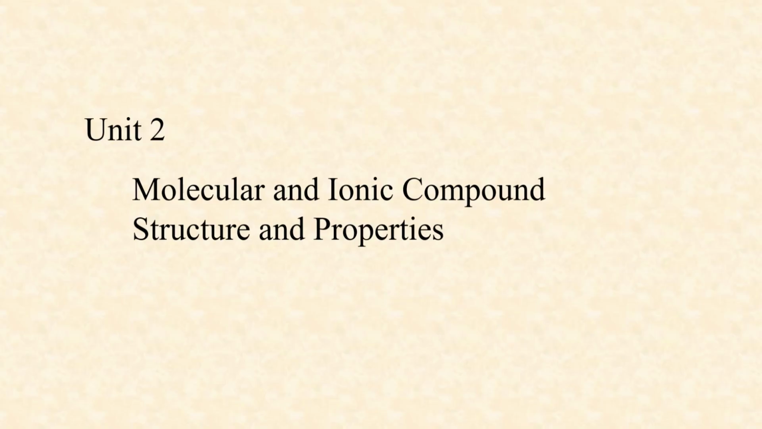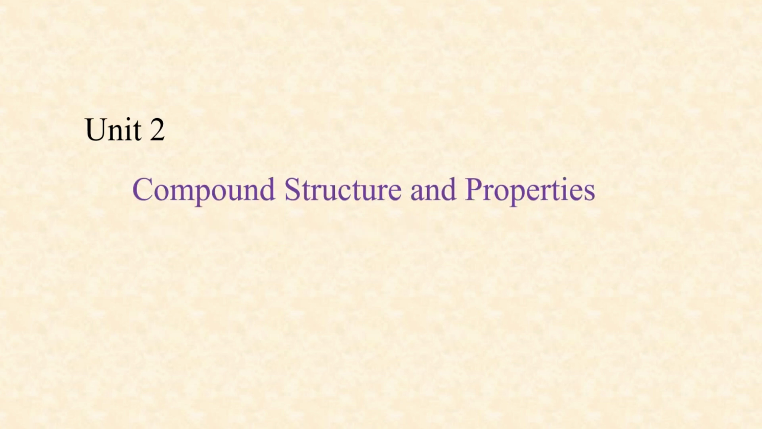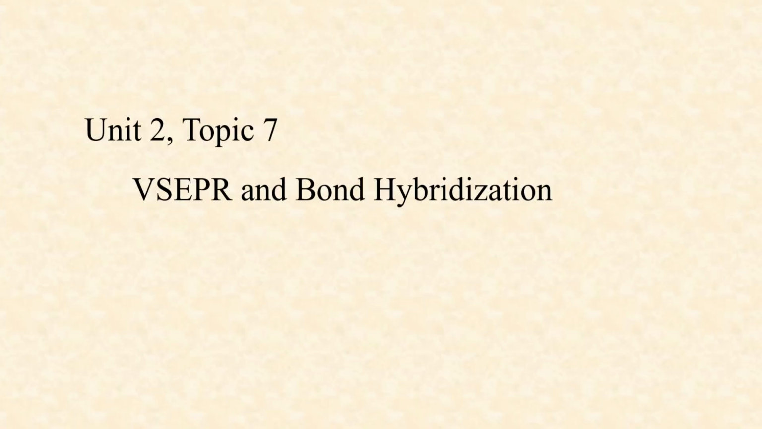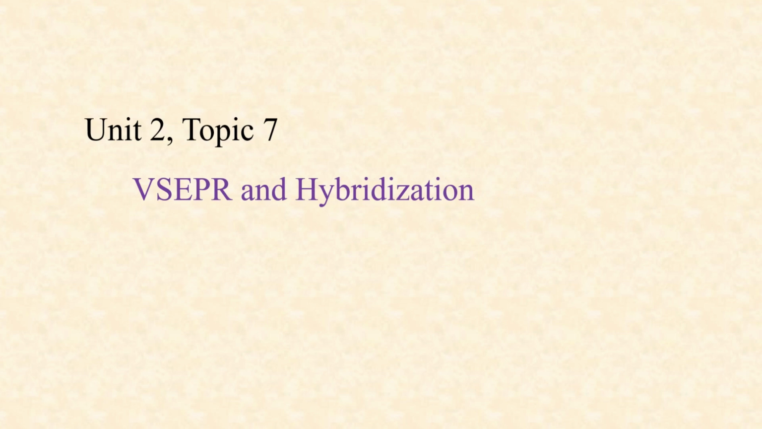Unit 2 has been renamed from molecular and ionic compound structure and properties to just compound structure and properties. This is a good change. It just eliminates a redundancy. Topic 7 in this unit has been renamed from VSEPR and bond hybridization to VSEPR and hybridization. Once again, this is more scientifically accurate.